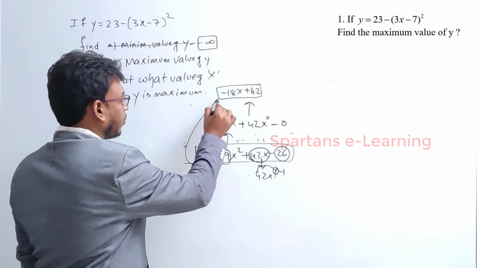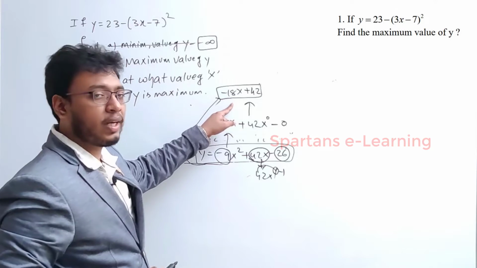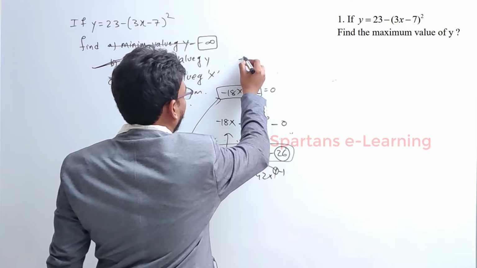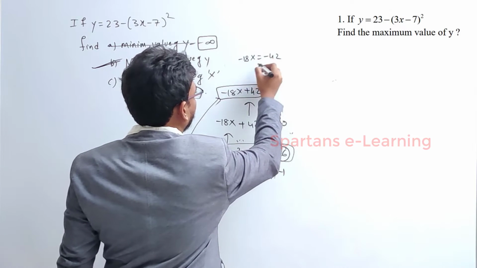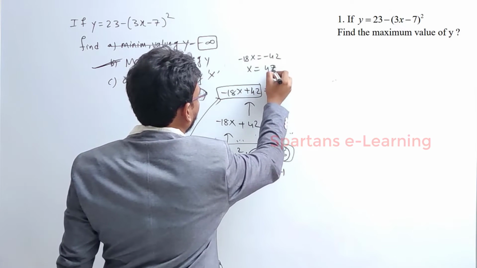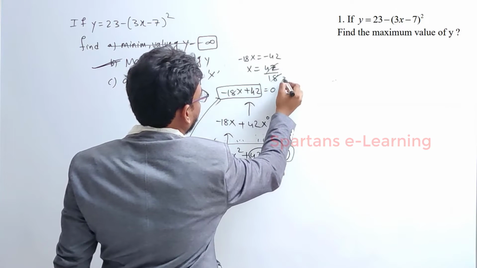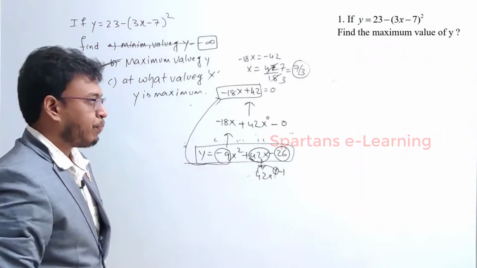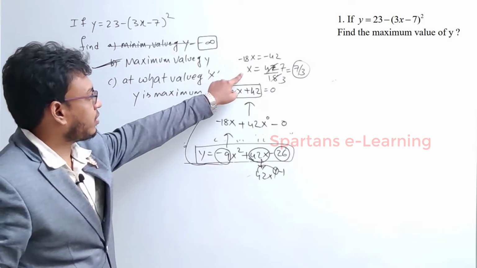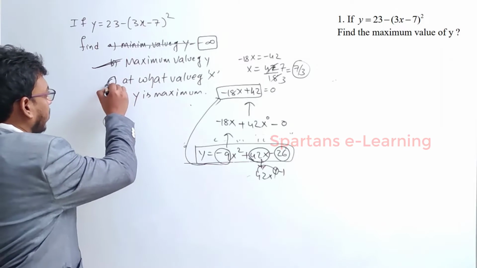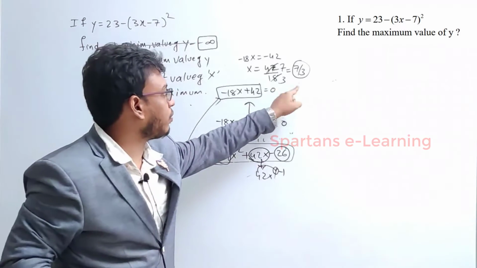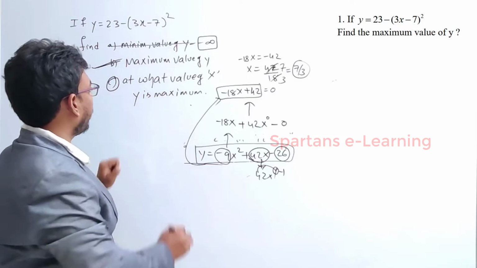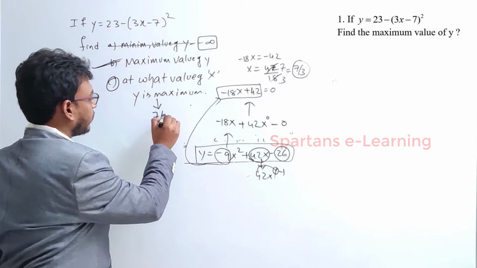So if you differentiate your function by one level, you will get this. Then what you'll do is you equate it to 0. So your minus 18x will be equal to minus 42. Your x will be 42 by 18. 6 goes 3 times, 6 sevens are 42. It will be 7 by 3. That's it. So what you can say from this is you are actually getting the answer for the third question. What is that? At what value of x y will be maximum? The answer for this question will be 7 by 3, right?